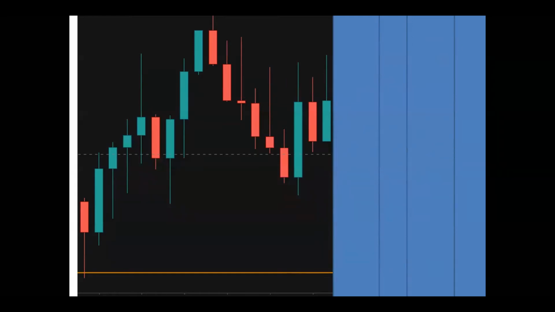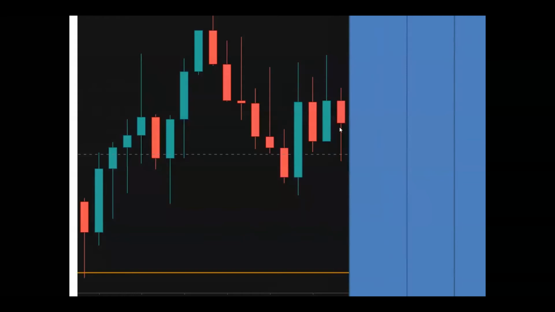So what do we do? We wait for the next candle. Let's see what the next candle says. Oh, look, the next candle closed bearish, right? But it still closed at this resistance. So this means that now we are trying to form resistance here.